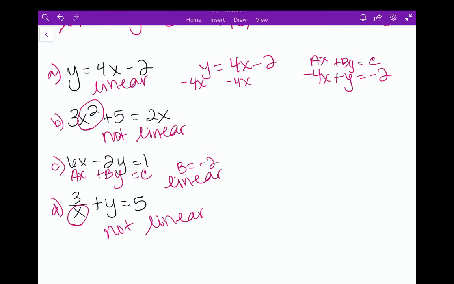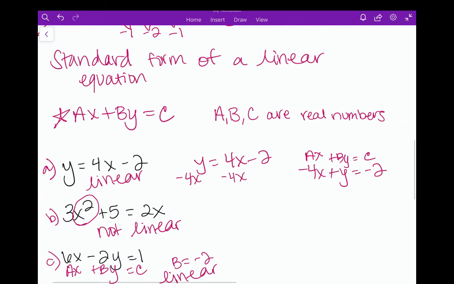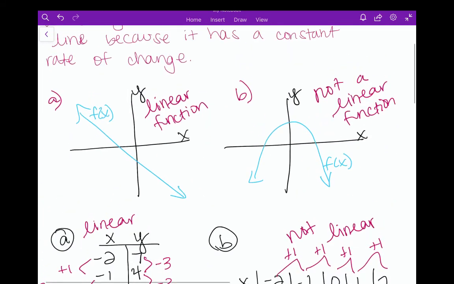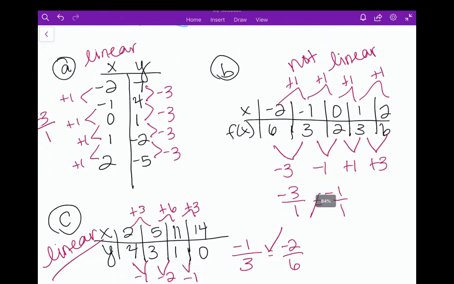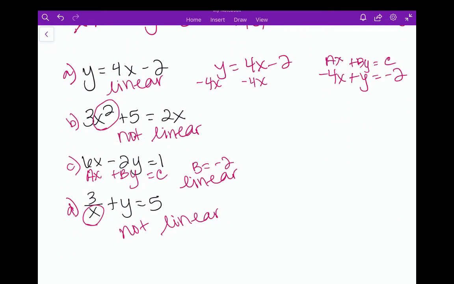So that's how you determine if a function is linear from a graph, tables, and an equation.